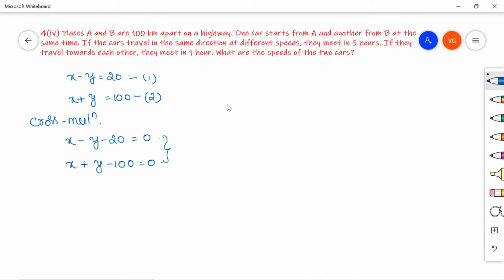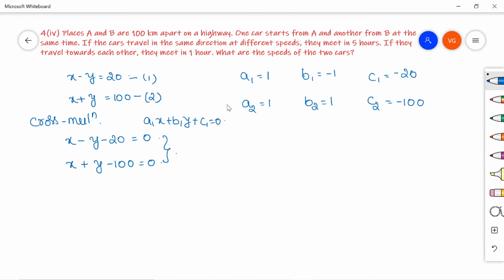Then x plus y minus 100 is equal to 0. So from here, I'll write the constants. A1 is equal to 1, b1 is equal to minus 1, c1 is equal to minus 20, then a2 is equal to 1, b2 is equal to 1 and c2 is equal to minus 100. By comparing it with the standard form, a1x plus b1y plus c1 is equal to 0, right? So now I know all the constant values here.